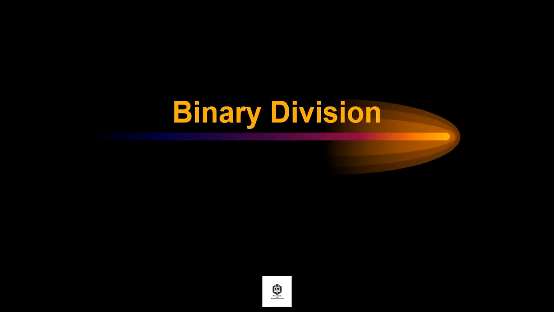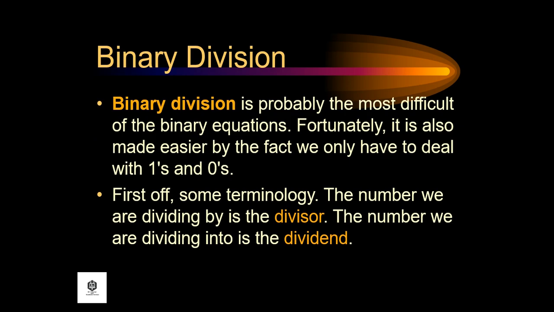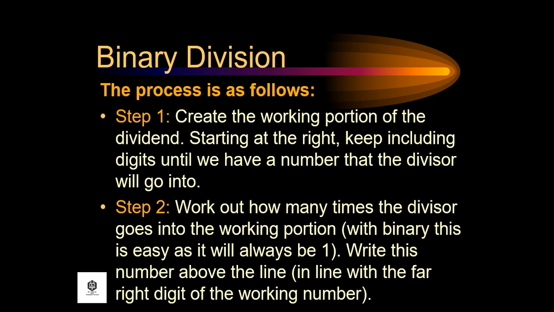Let's talk about binary division. Binary division is probably the most difficult of the binary equations. Fortunately, it is also made easier by the fact we only have to deal with ones and zeros. First off, some terminology. The number we are dividing by is the divisor. The number we are dividing into is the dividend.